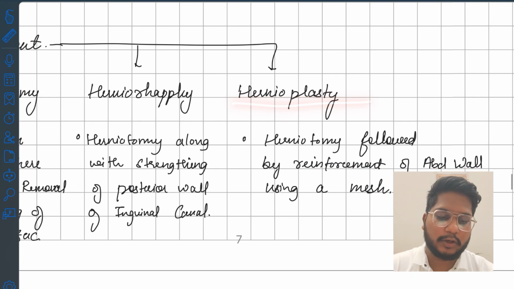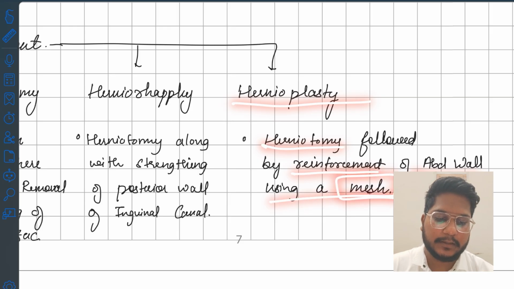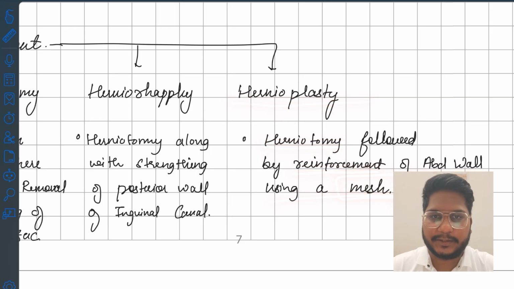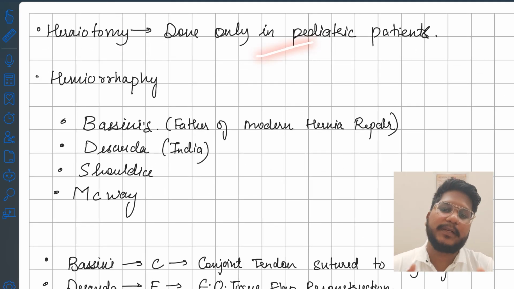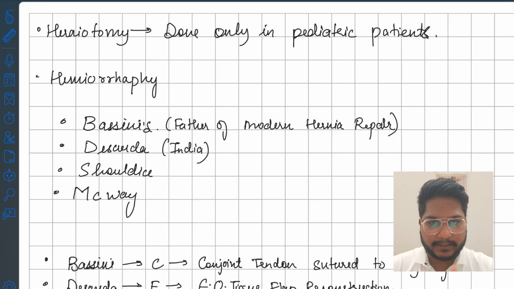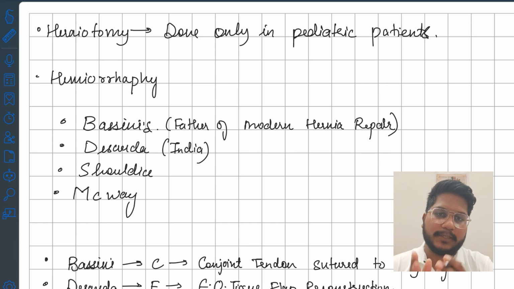So in this, herniotomy is followed by reinforcement of the abdominal wall using a mesh, which is commonly done in Lichtenstein mesh repair by polypropylene mesh. Next we will discuss the hernia. Herniotomy is basically done in pediatric patients, because as the age grows the muscles will build and the strength of the abdominal muscle will increase day by day.